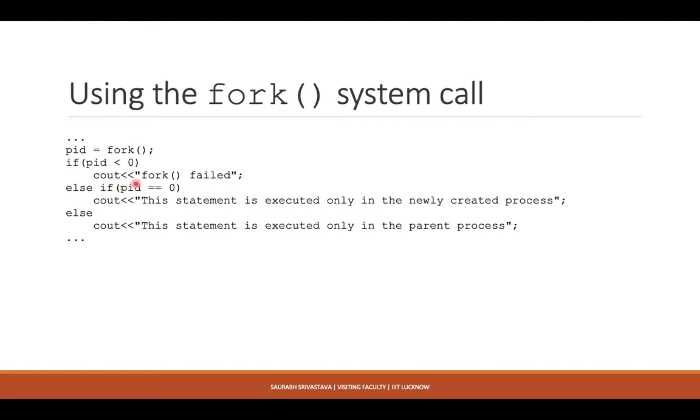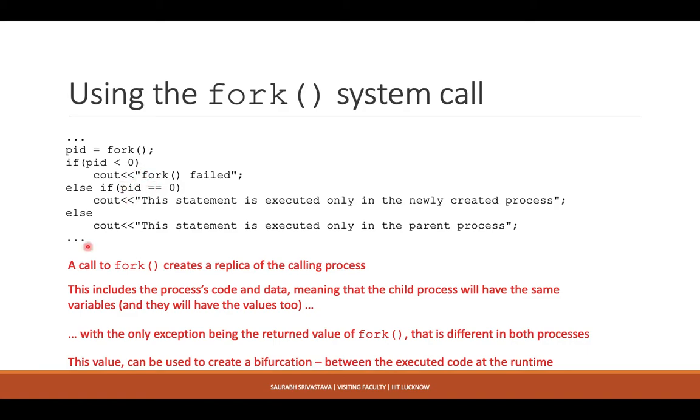So now you can understand that this PID can be used to do a bifurcation. Otherwise, what is the point of creating a new process, right? If they have the exact same replica of code, why do you want two processes? You would like to do something else in the new process, and that something else can be done by just using this PID's value. If the PID's value is 0, you are sure that this is the newly created process, and if PID is a non-zero positive value, then it is the parent process. In fact, in the parent process, the value that is returned is actually the process ID of the newly created child. So this bifurcation can be used in order to write two different types of code.